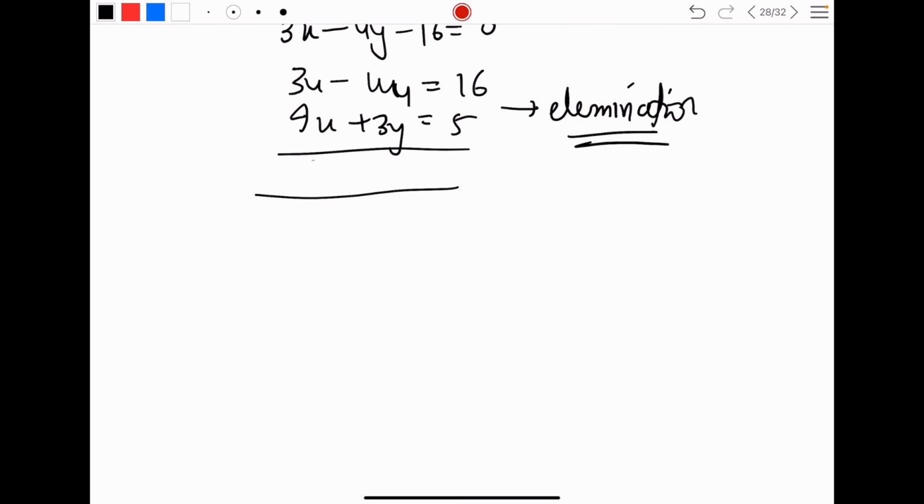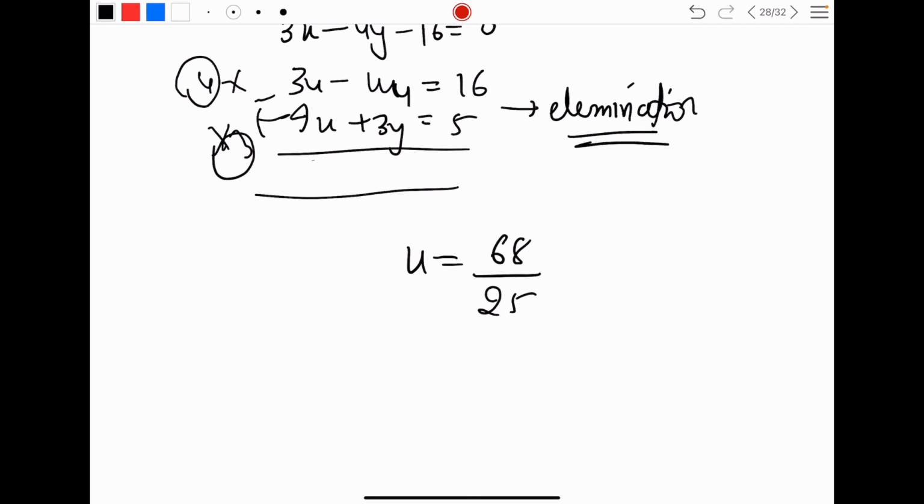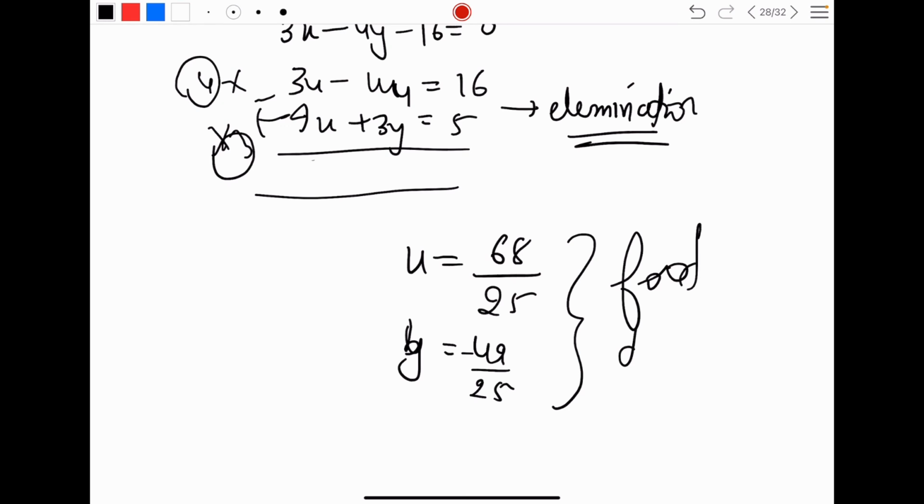I'm not going into solving this because it's going to consume time. You can simply solve it using elimination method. You multiply this by 3, you multiply this by 4 and you solve the equations. You will get the value of x will be 68 by 25 and value of y will be minus 49 by 25, and these will be your foot of perpendicular. That's your answer.